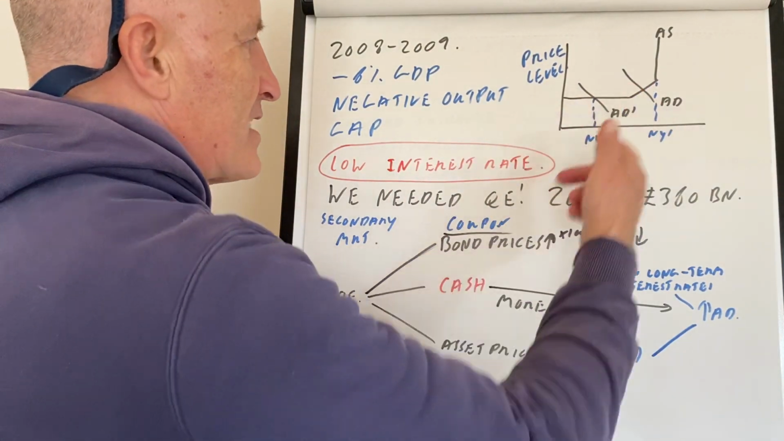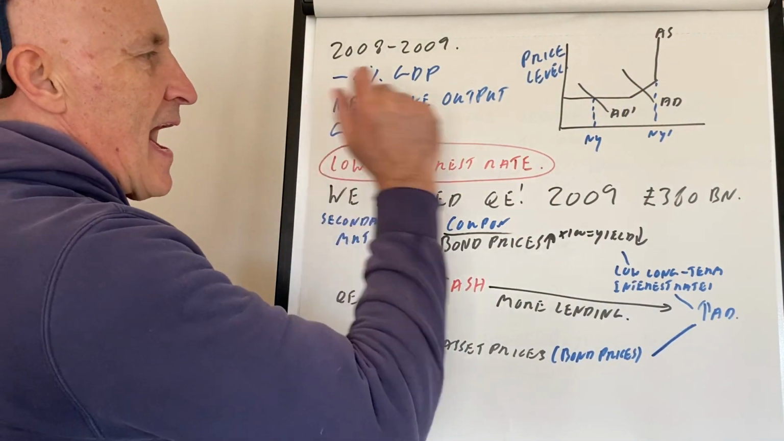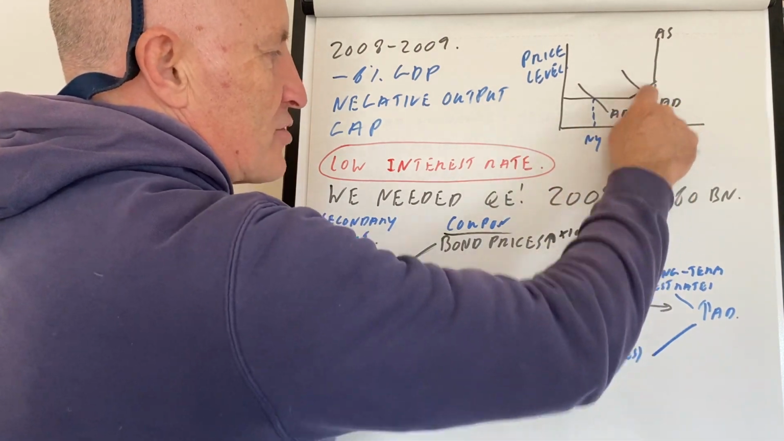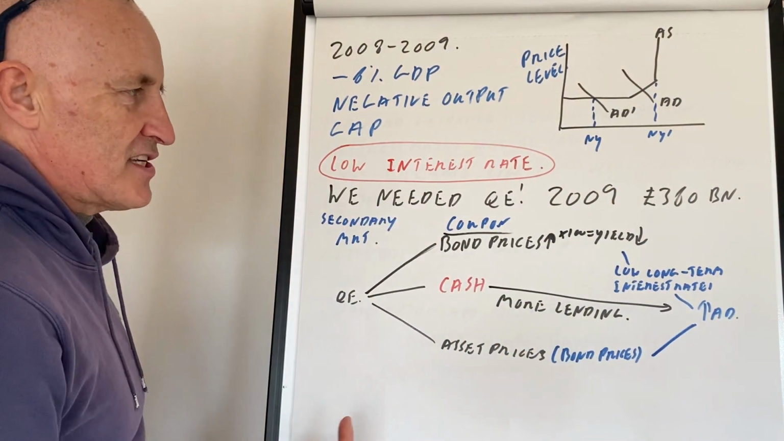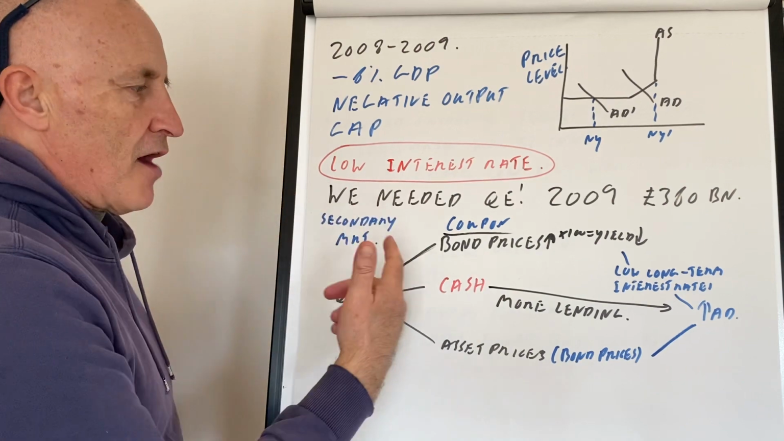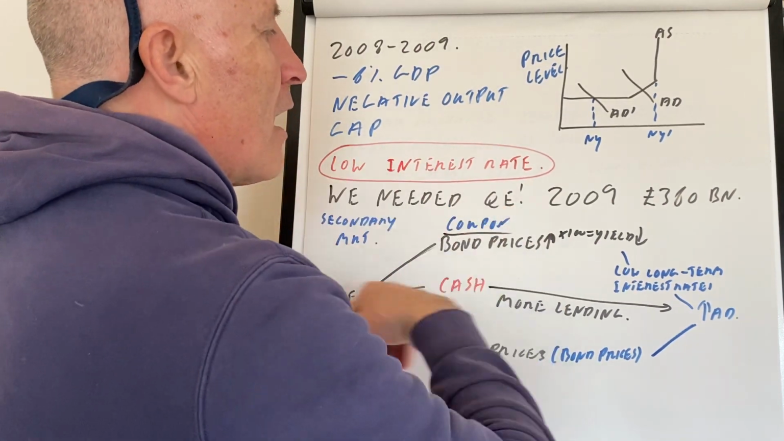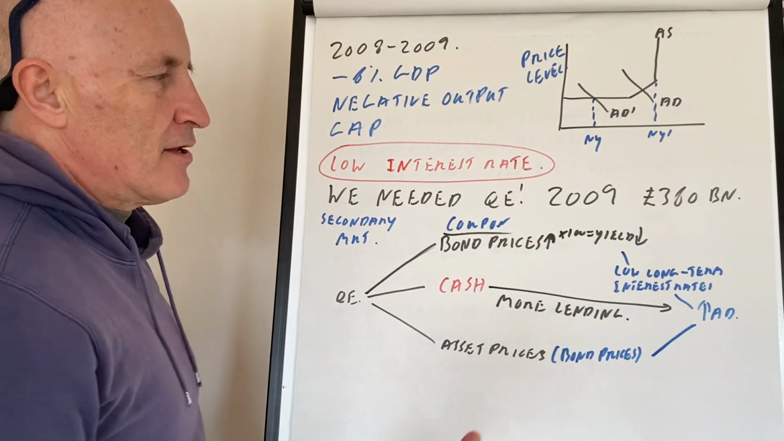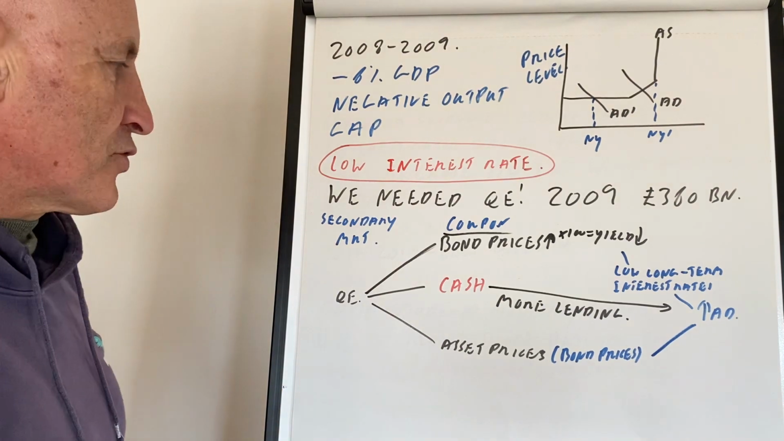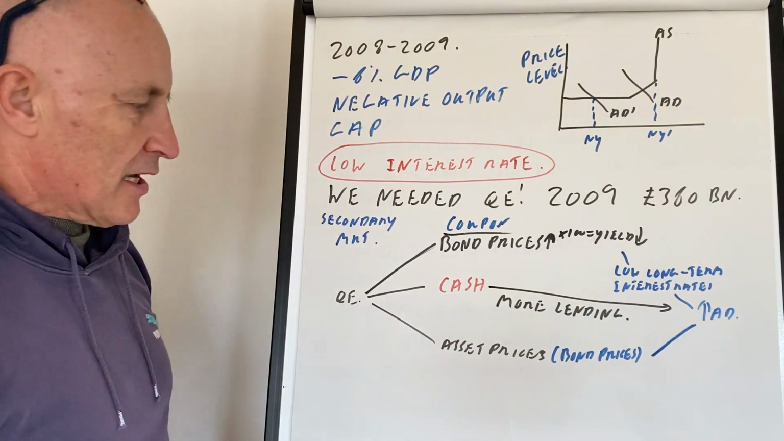All right, next one on here. We have a massive negative output gap. That is where actual GDP is less than potential GDP. That's the definition of it. Tell the examiner that. Low interest rate wasn't enough, so therefore we needed QE. And in 2009, we printed £360 billion worth of QE. You all know what QE is. We've done it loads of times.